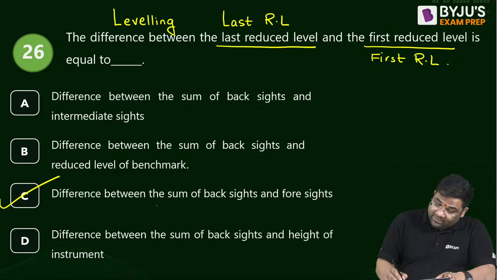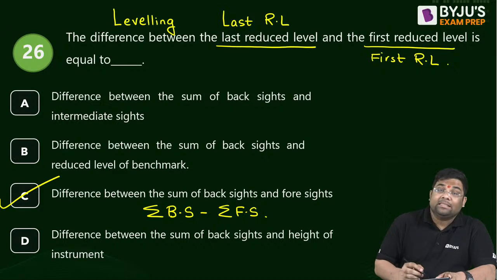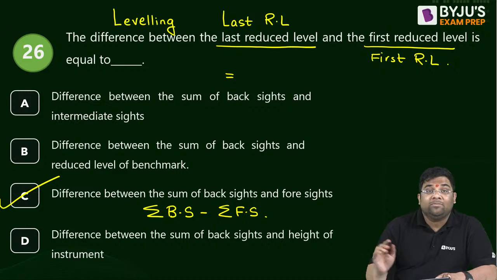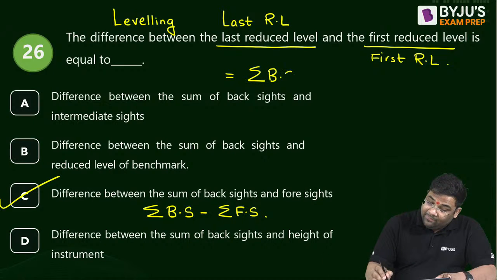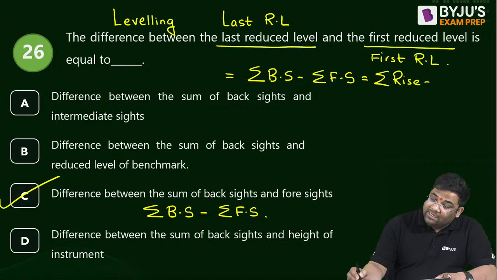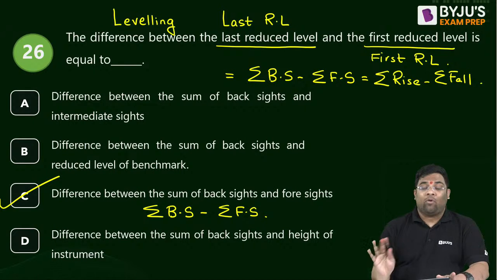It is the difference of summation of backsights and summation of foresights. So remember, the difference between last reduced level and first reduced level is summation of backsight minus summation of foresight. It is also the difference of the summation of rise minus the summation of fall, if you are using the rise and fall method.